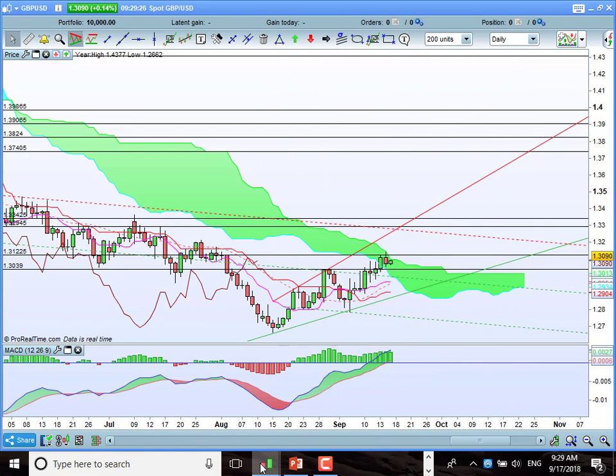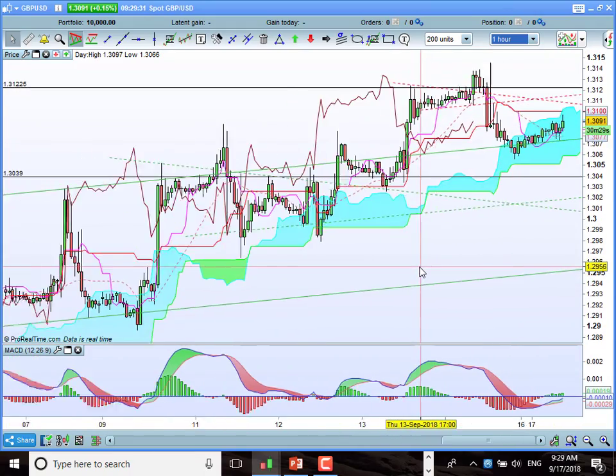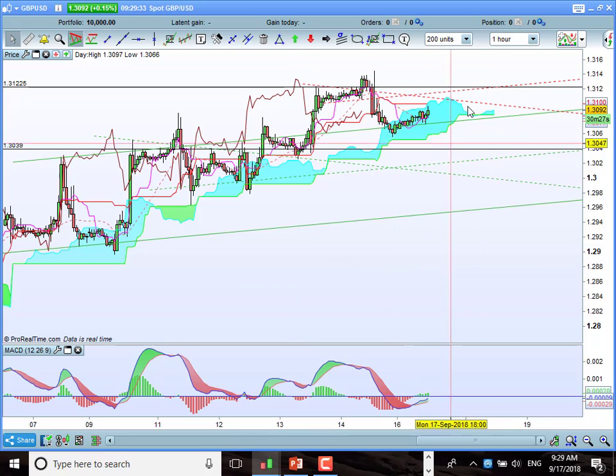One can take your signals off a shorter term time frame here. Maybe the hourly one will also give you an idea as to what to do next.